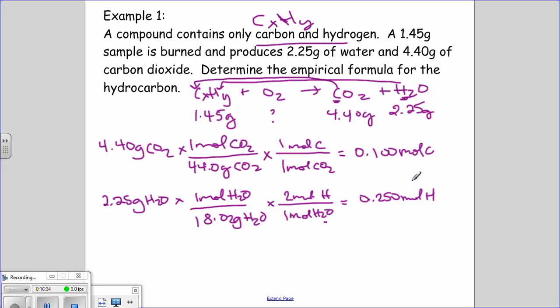Between these two, I need to see which is my smaller. This is just an empirical formula problem. It's just a little bit different in our setup. I have 0.1 moles of carbon. That's the smaller number, so I divide both of these by 0.1. This is going to give me 1, and this is going to give me 2.5.